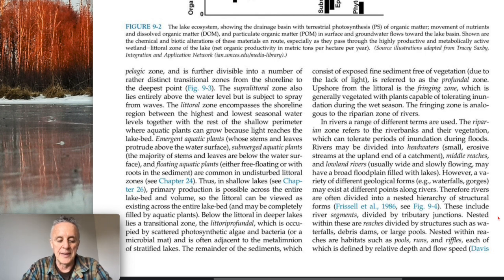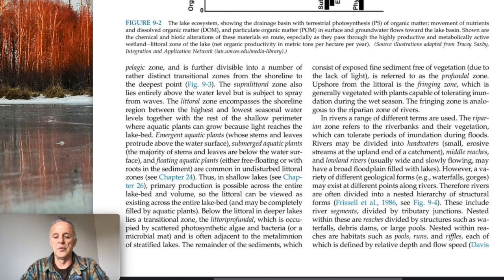Below the littoral in a deeper lake lies a transitional zone, the littoriprofunda, which is occupied by scattered photosynthetic algae and bacteria, or a bacterial mat, and is often adjacent to the metalimnion of stratified lakes. The remainder of the sediments, which consists of exposed sediment, free of vegetation due to the lack of light, is referred to as the profundal zone. Upshore from the littoral is the fringing zone, which is generally vegetated with plants capable of tolerating inundation during the wet season. The fringing zone is analogous to the riparian zone of rivers.